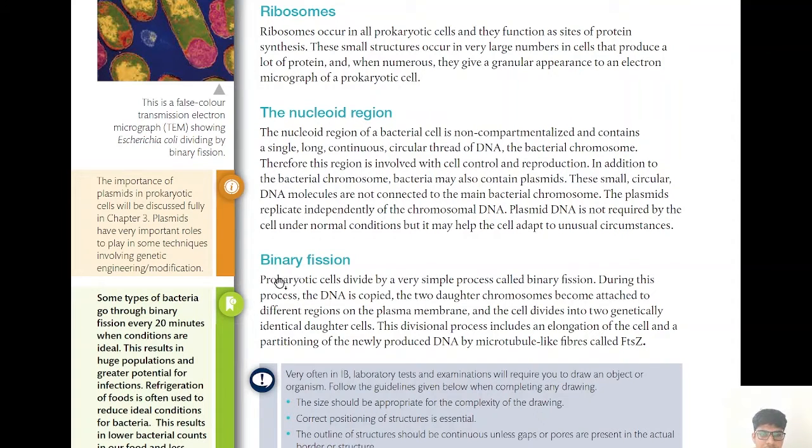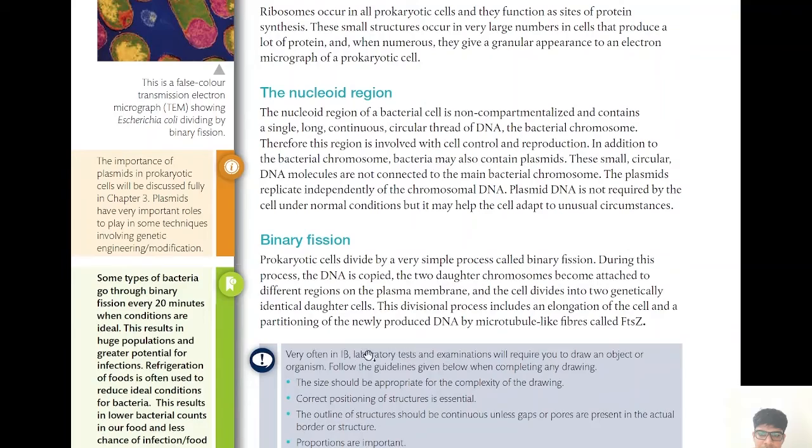Okay, now binary fission. Prokaryotic cells divide by a very simple process called binary fission. This is a process of reproduction, where they divide and increase their population. During this process, the DNA is copied. The two daughter chromosomes become attached to different regions on the plasma membrane and the cell divides into two genetically identical daughter cells. This division includes an elongation of the cell and a partitioning of the newly produced DNA by microtubule-like fibers called FtsZ.